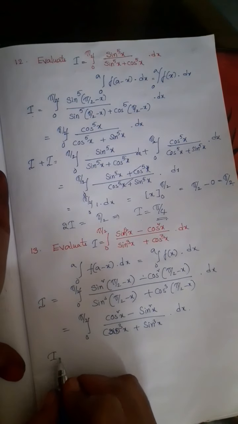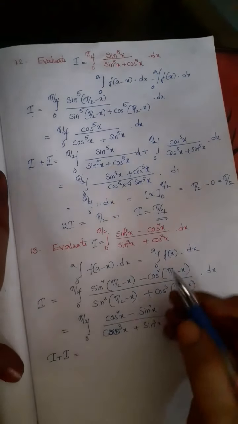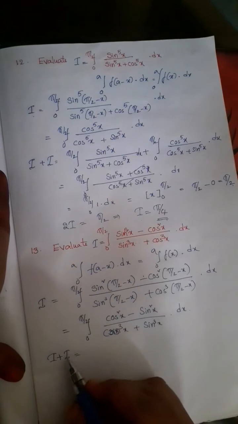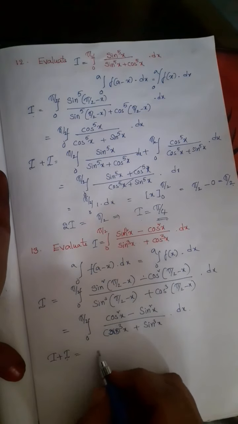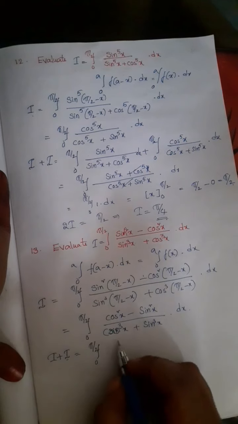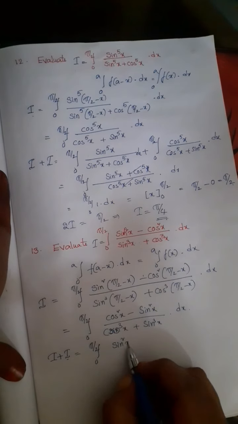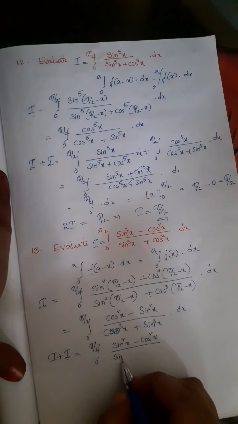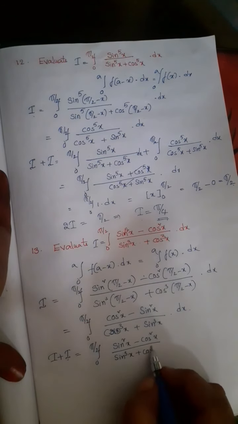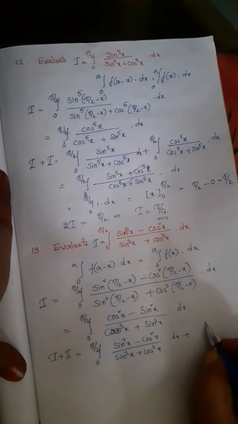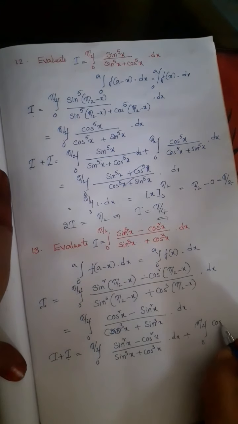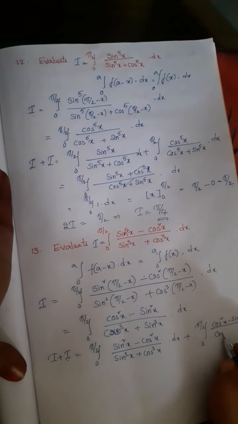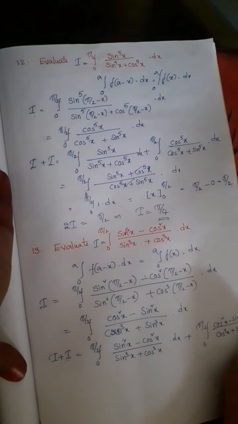Same process as we did in the previous question, I plus I. For one I, we take the given integration part, and for the second I, we consider the result: 0 to pi by 2, sine square x minus cos square x by sine cube x plus cos cube x into dx, plus integral over 0 to pi by 2 cos square x minus sine square x by cos cube x plus sine cube x.